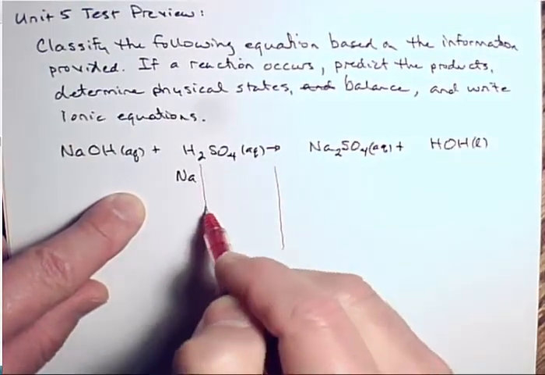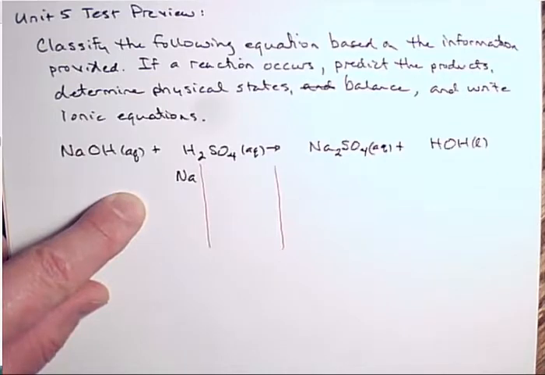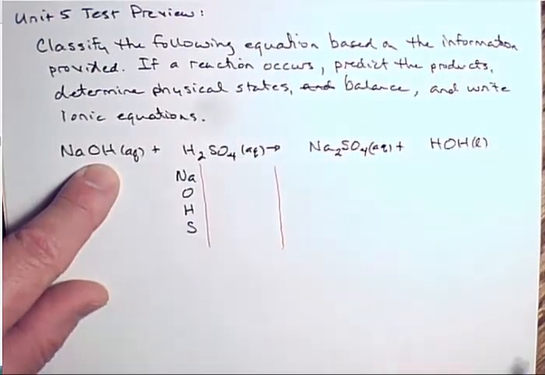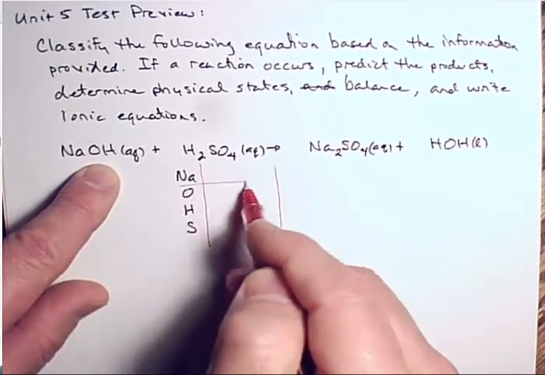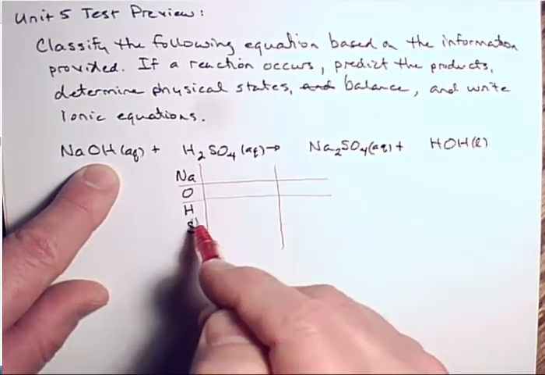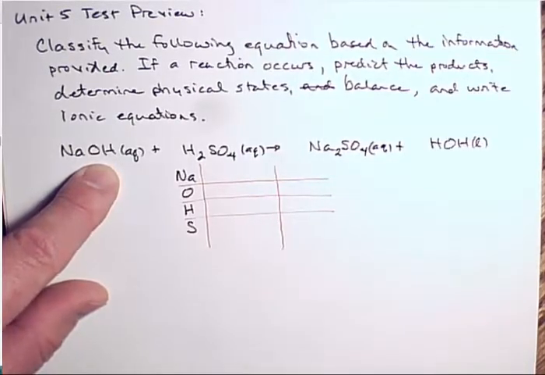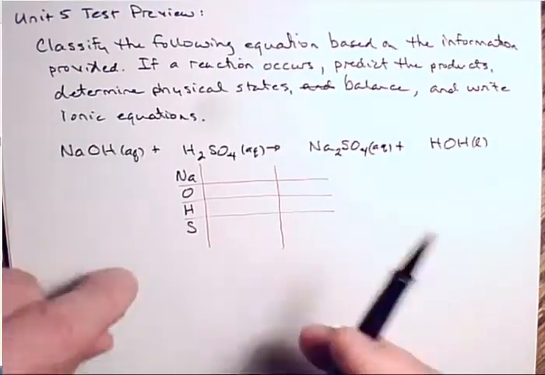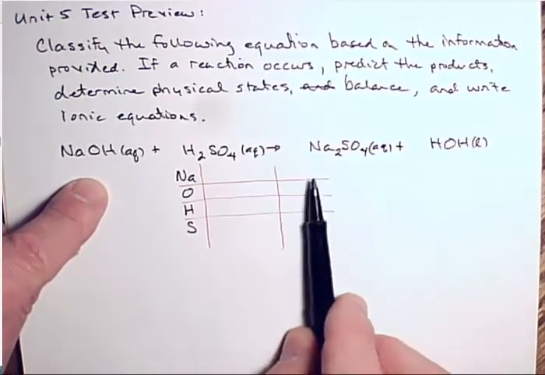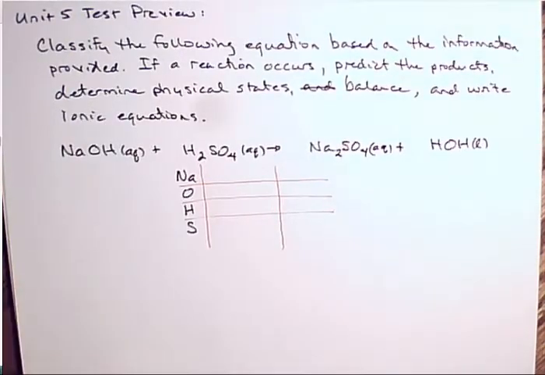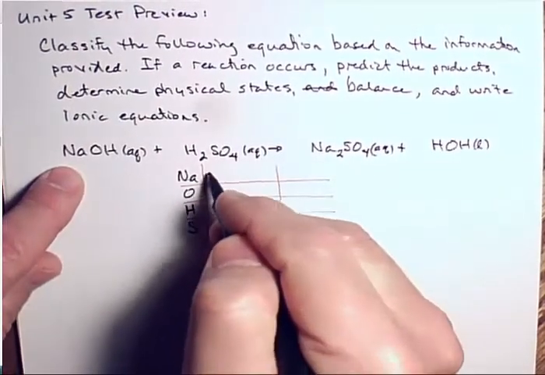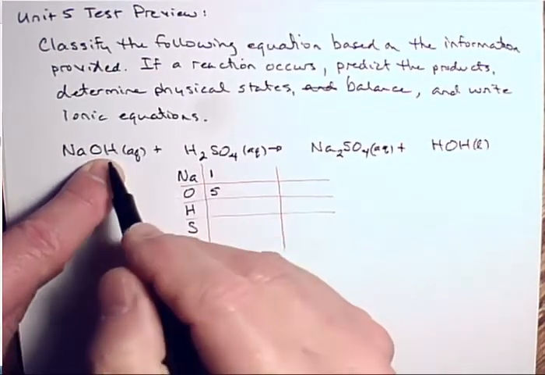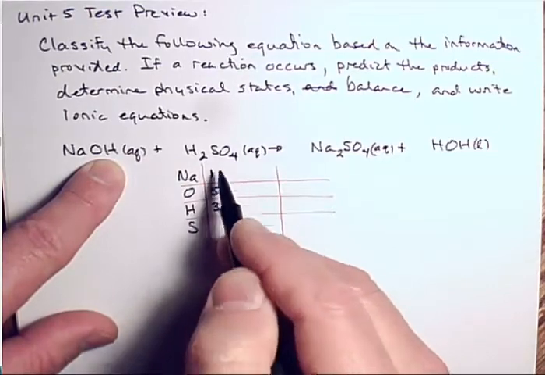for counting. So let's see, we've got sodium and oxygen, hydrogen, and sulfur. And so we're going to create a kind of a little mini spreadsheet here. And we're going to count all of these elements on the left side and all of these elements on the right side. And so the ones on the left side go in this column, the ones on the right side go in this column. And so we're going to count 1 sodium. We have an oxygen here and 4 here, so that's 5 oxygens. We have a hydrogen here and 2 here, that's 3 hydrogens, and 1 sulfur.